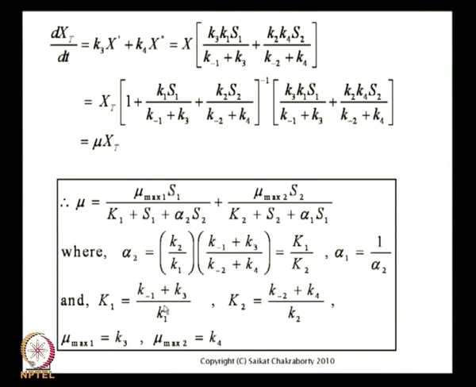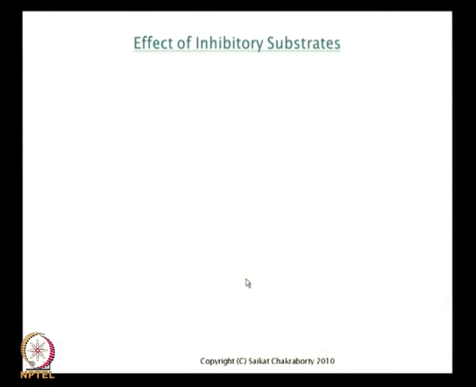So, K1 are the rate constants involved in reaction 1, K2 are the rate constants involved in reaction 2, and as I said, the mu max, the maximum growth rate of reaction 1 is K3, the maximum growth rate of reaction 2 is K4, fine. So, this is an important result, and you might want to at least, if not remember it completely, have a sense of what's going on. And this is not difficult to remember actually, because this is a Monod growth kinetics and you just add one term in the denominator. What might be difficult to remember are these constants.